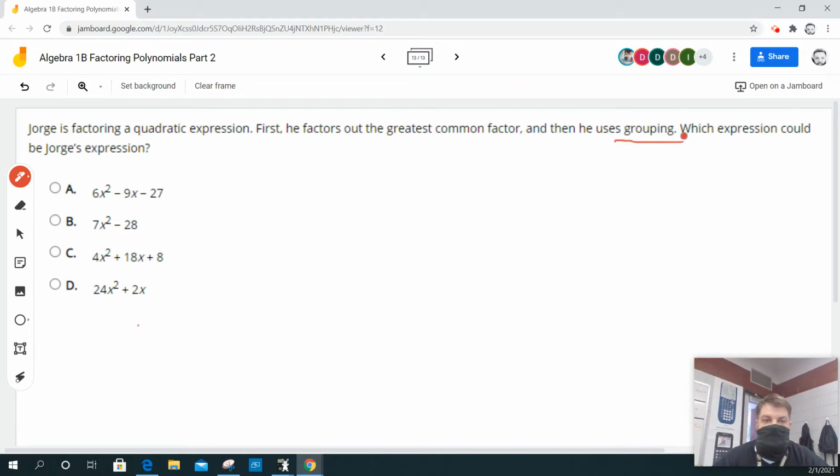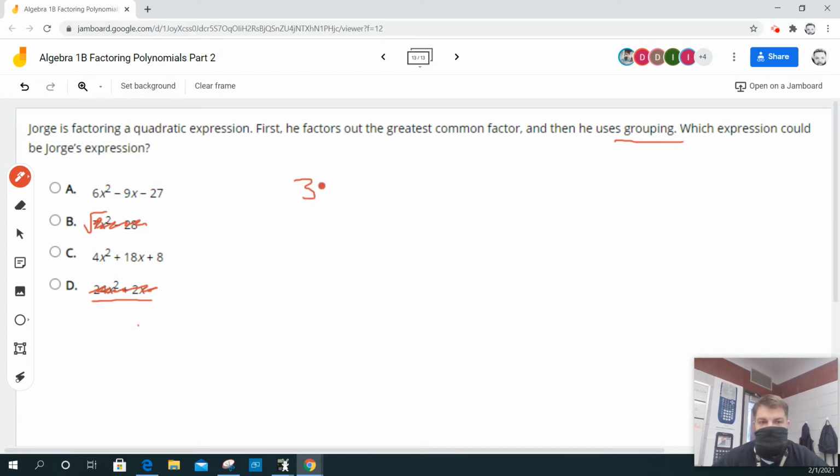But the key is factor by grouping. So this one, because there's only two terms, I can pull out a common factor, but I can't factor by grouping, okay? So that one won't work. You might think, well, this kind of looks like a difference of squares, except there is no square root for 7. So it's not that. So it's either A or C. I think that it is A because the greatest common factor is 3.